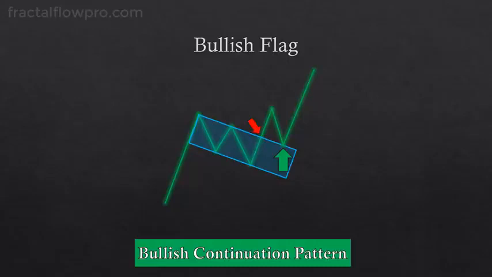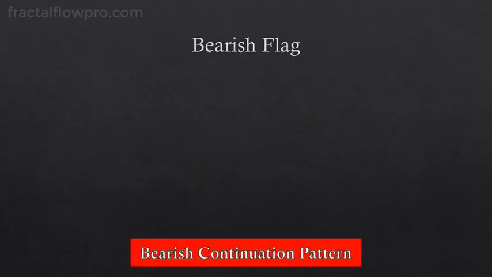The stop loss should be below the lowest low in the flag. The take profit should be at least 3 times as big as the stop. The bearish flag is exactly the opposite, so imagine that you take a rectangle and rotate it in a way that both lines become upsloping.